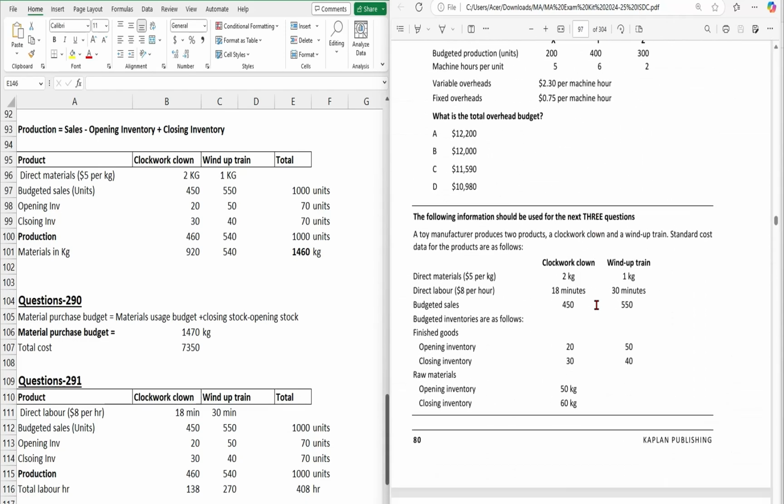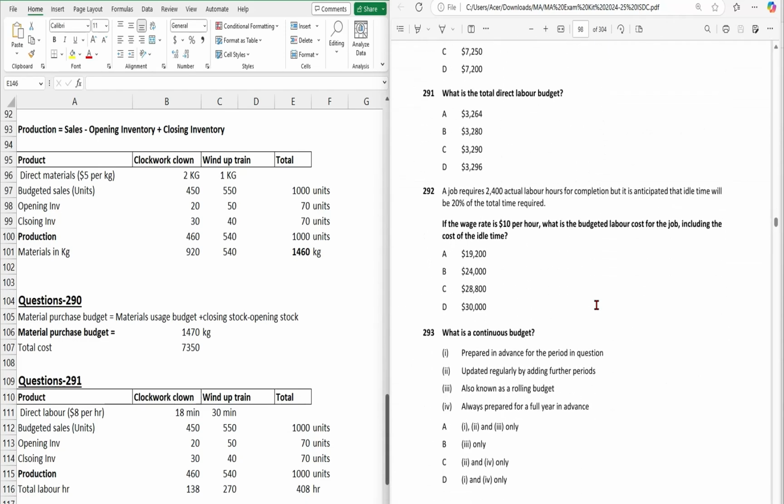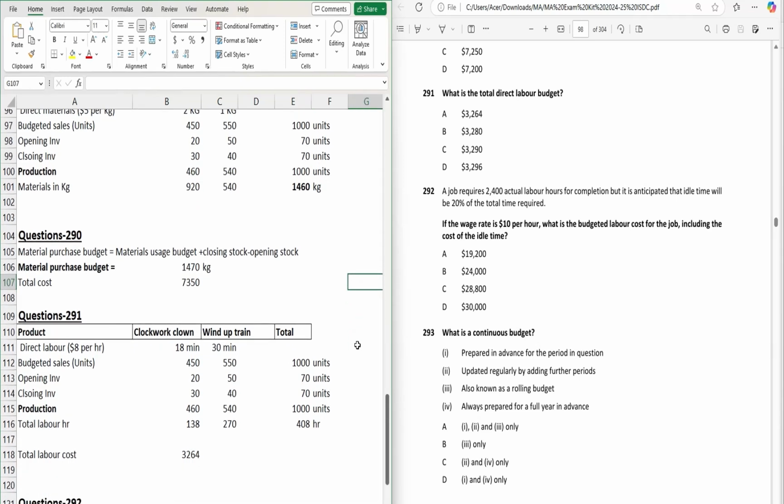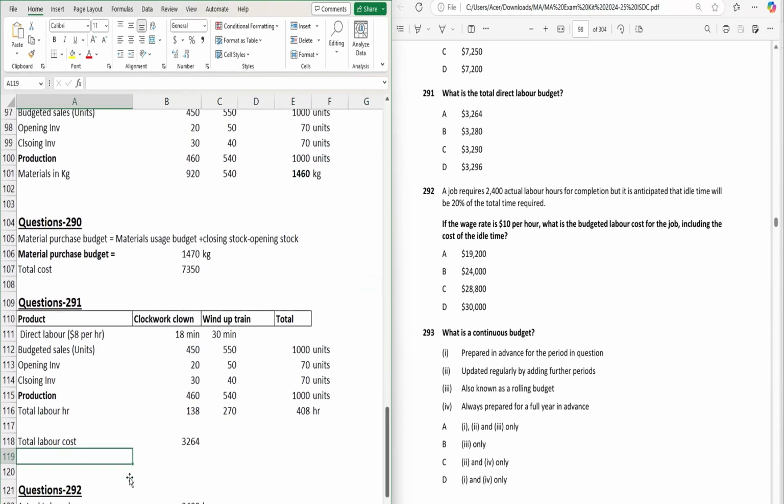In today's video we will solve from question 292. Previously we have solved up to 291. All right, so let's solve this question 292.